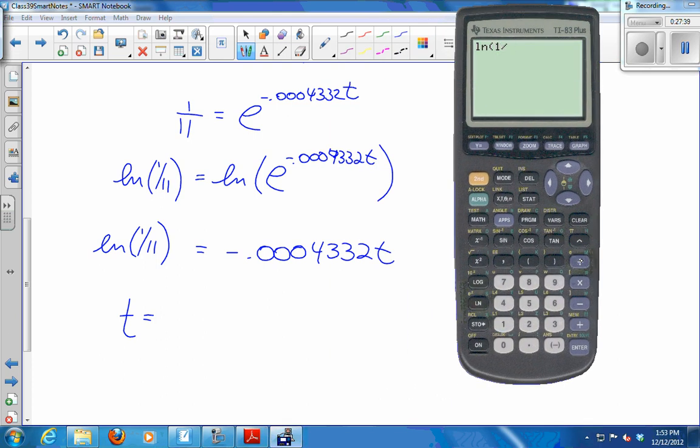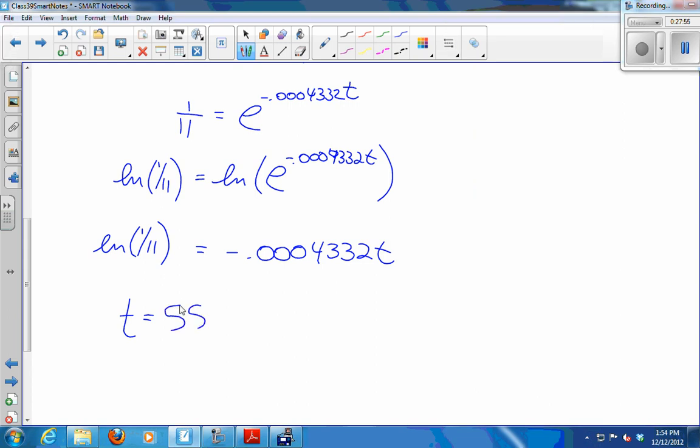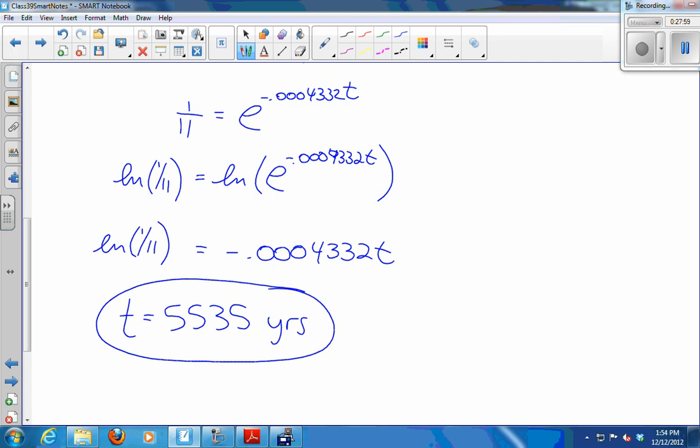ln of 1/11 divided by negative 0.00043332. And I get 5,535 years. So this is the kind of thing that we only would have been able to solve graphically until this week. And now we can solve it algebraically.